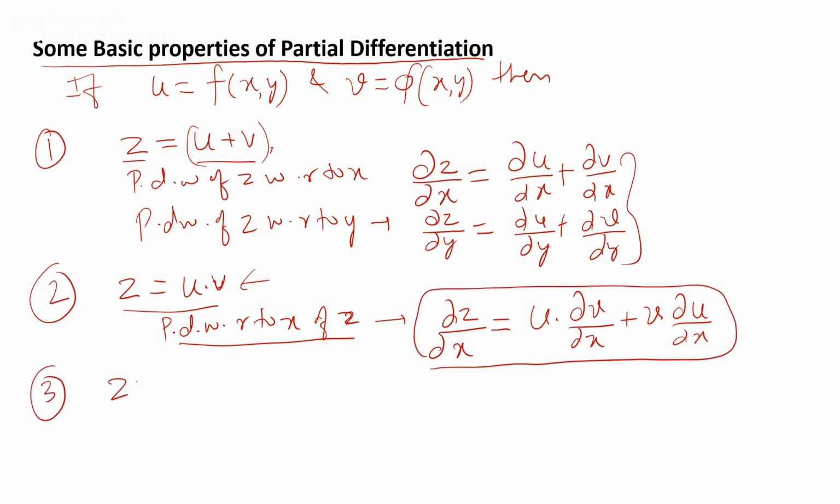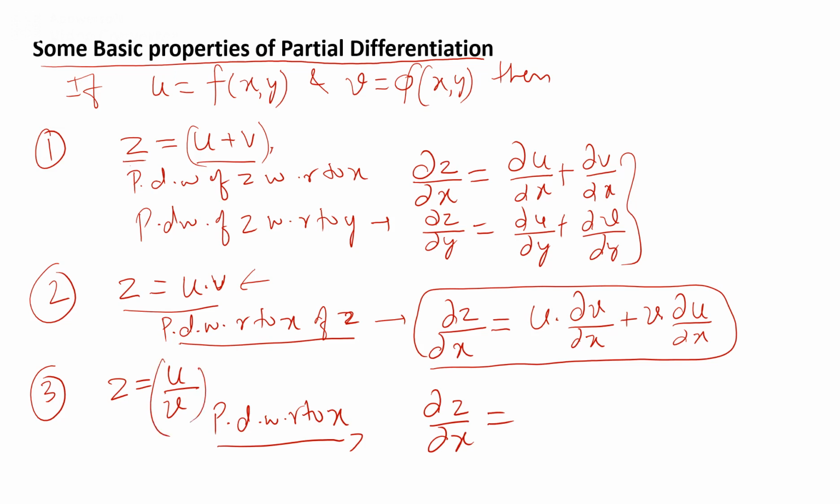And the third property: suppose z is a function such that z is u upon v, and we want to take a partial derivative with respect to x or y. Then del z upon del x, here we apply the quotient rule, we write v square in the denominator, and in the numerator v as it is times the partial derivative of u with respect to x, minus u times the partial derivative of v with respect to x.